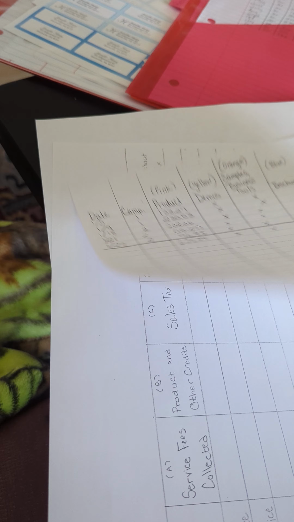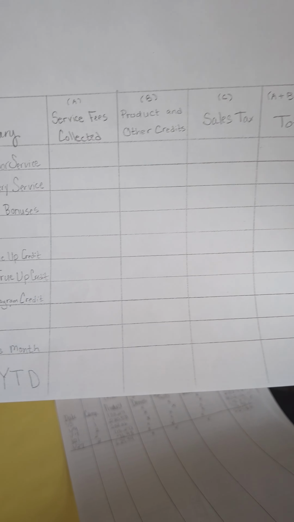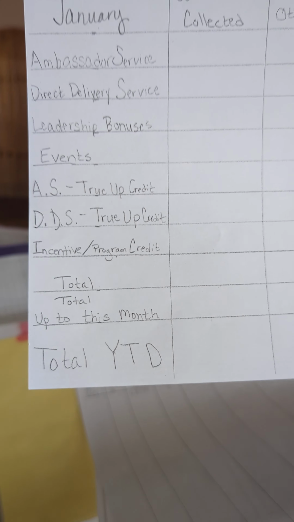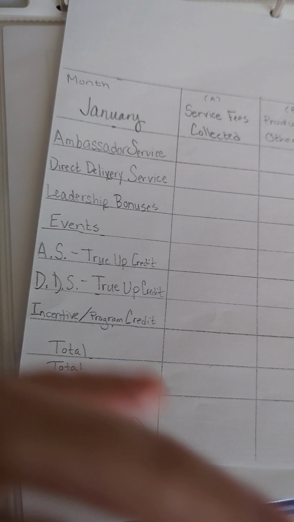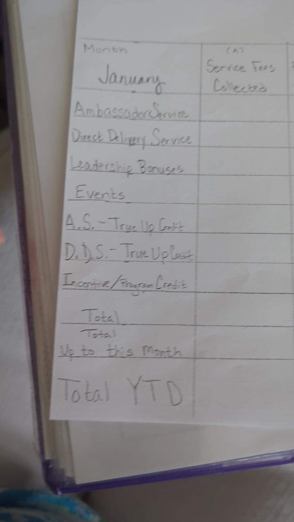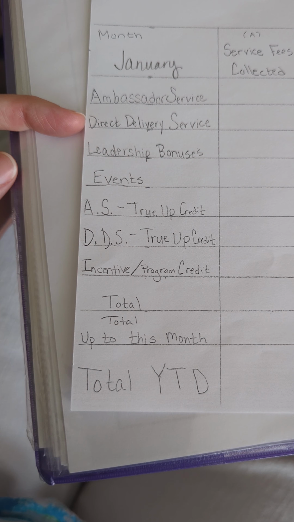Now, those are expenses, but this is a chart I make that's just for income. These are things that you can make for income. There are all kinds of different ways you can make income with Avon. So this is ambassador service. That's if I go and deliver somebody's order. This is direct delivery service.